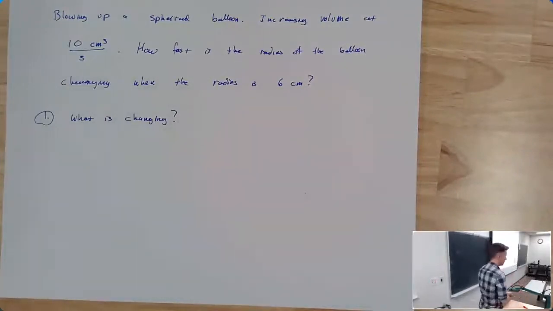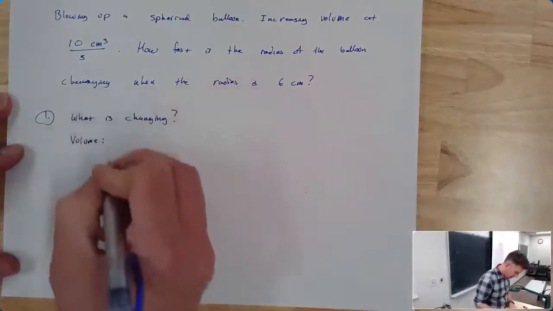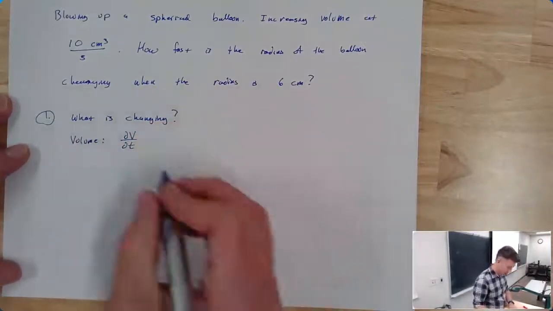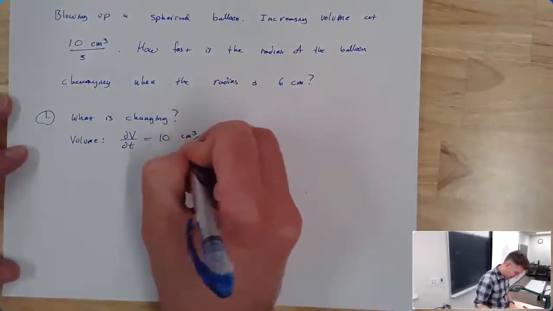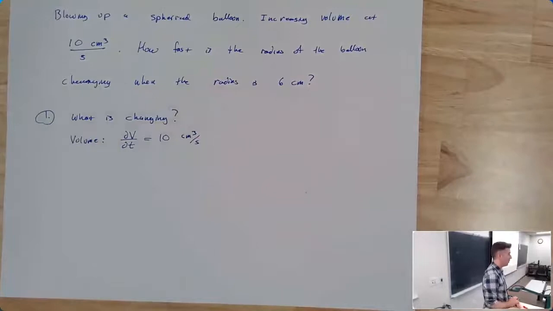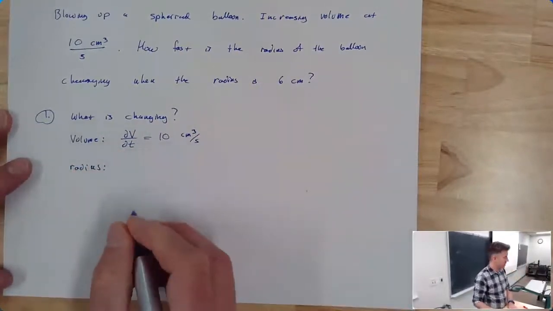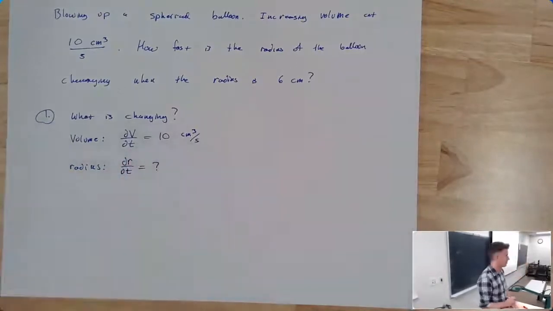They've told me the rate of change of the volume. Great. So we know that volume is changing. And we're going to write down that the rate of change of the volume, dV dt, is equal to 10, and you can put units or not, cubic centimeters per second. What thing have they asked me to find how it's changing? I know it's hard to read, I know my writing is not great. It's the radius. So they're asking us to find what dr dt is equal to.